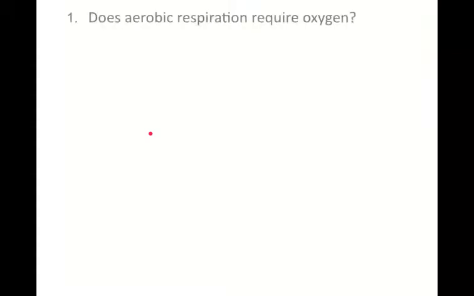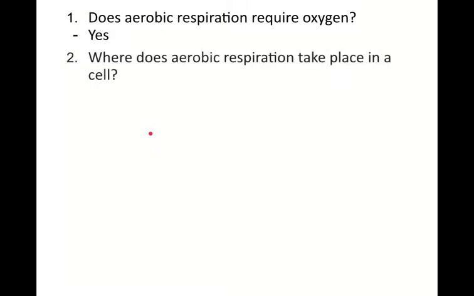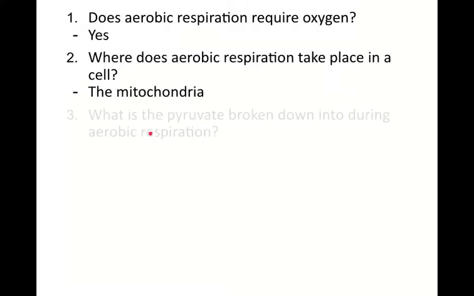Okay, does aerobic respiration require oxygen? Yes, it does. It's aerobic, so it needs oxygen to happen. Where does aerobic respiration take place in a cell? Well, we know that basically oxygen is like the key to the mitochondria. The site of aerobic respiration is the mitochondria.